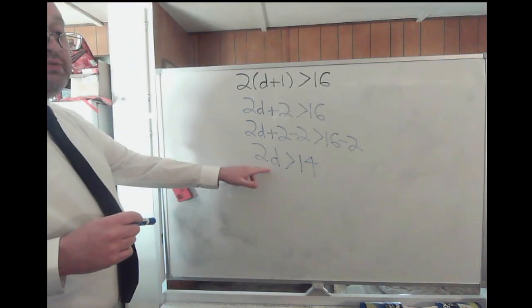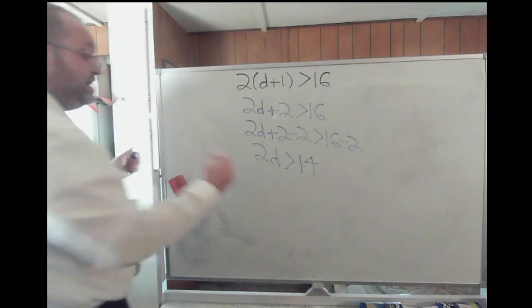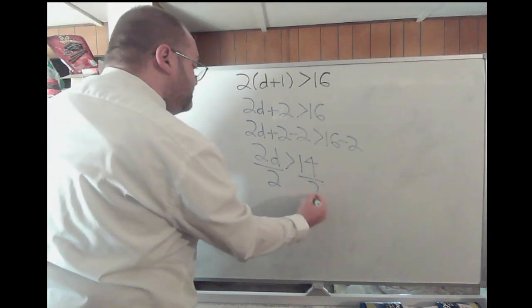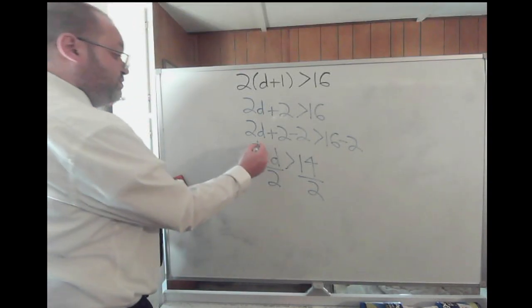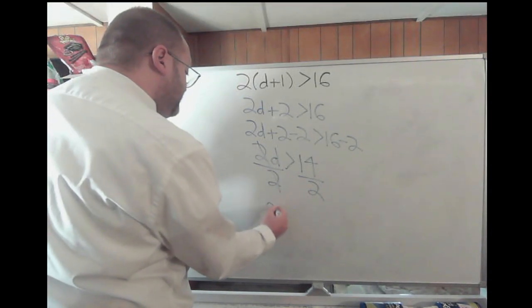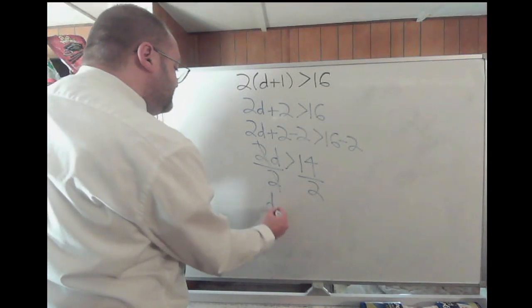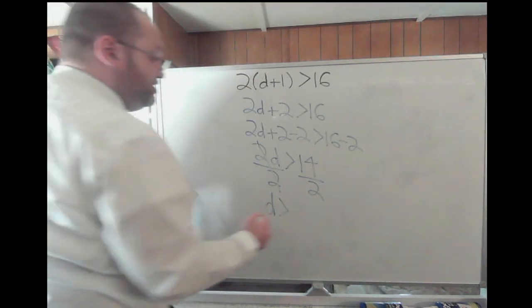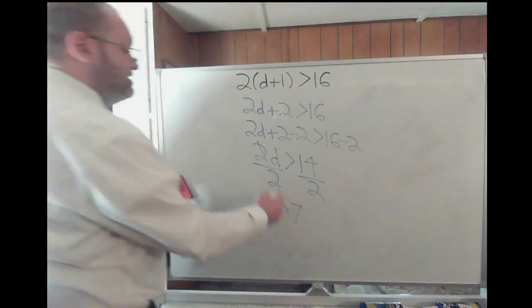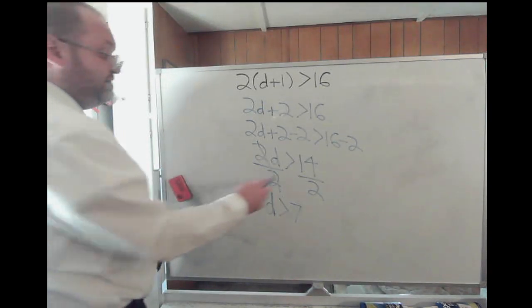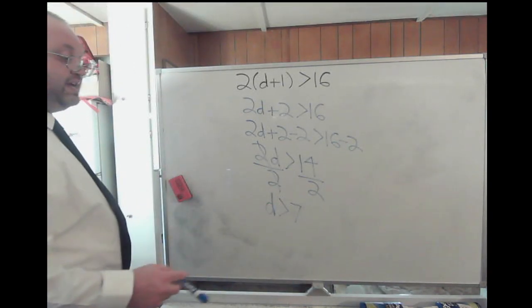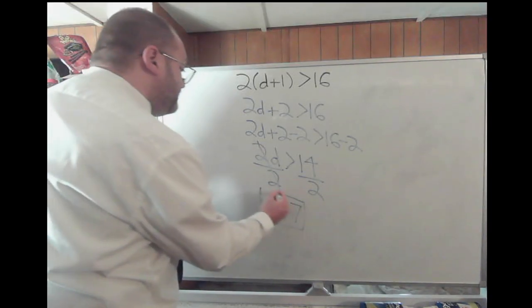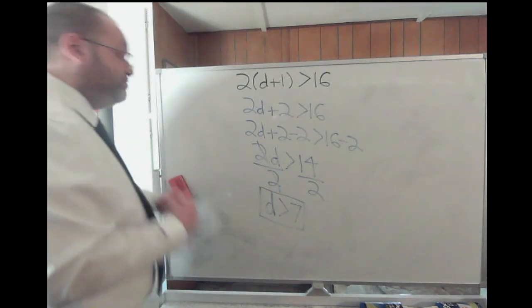Well, we have 2d. We want to just get d. We got to divide both sides by 2. Let's go ahead and do that. On the left side, the 2's will cancel out. You're just left with d. And since we divided by a positive, 14 divided by 2 is 7. You'd have d greater than 7. Since you divided by a positive, you don't have to flip the sign. You leave the sign alone. So the answer to this is d is greater than 7. That's exactly what you would get.